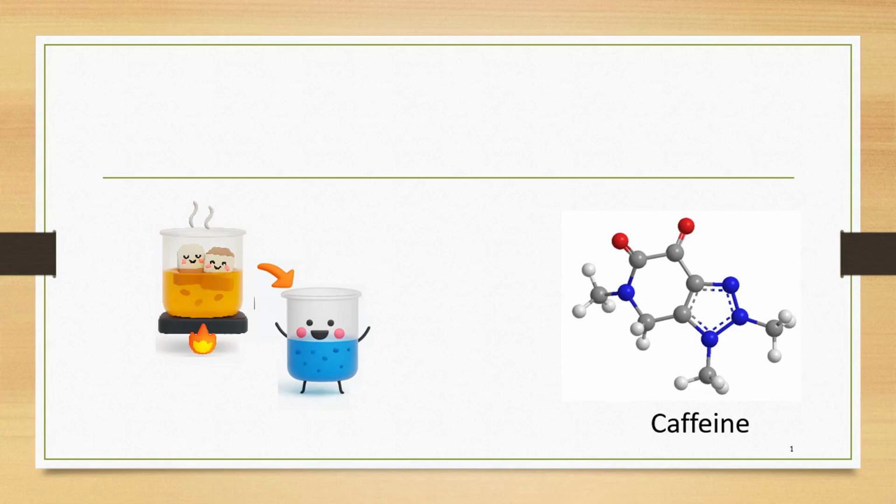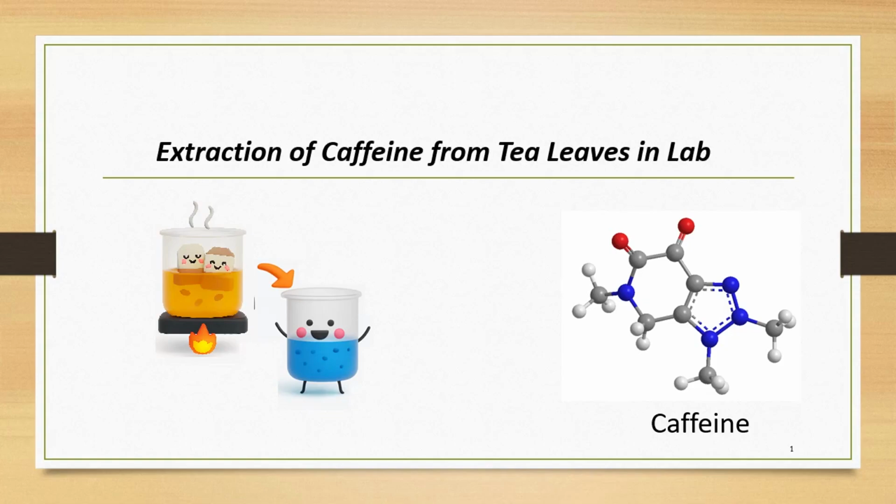Now let us walk through caffeine's journey in the lab. We begin with tea leaves. The first step is steeping the leaves in boiling water.